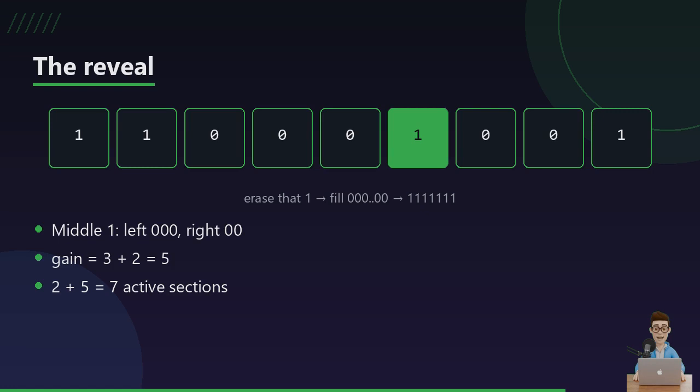Sanity check the upper bound. 7 is len. So this input is a case where a single trade fills the entire string, which only happens when there's exactly one interior 1 run. Useful edge to have named.